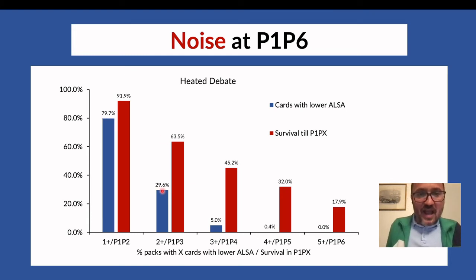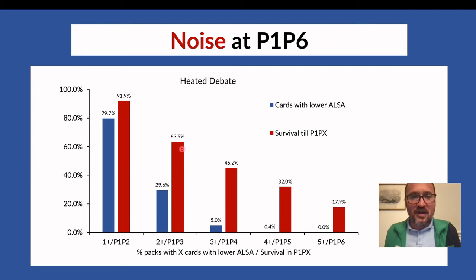Now, there is only a 30% chance that there are two cards that have a lower alsa than heated debate in the pack. So that will happen quite rarely, but it will still happen quite reasonably frequently. So if you see heated debate as pick 3, you can assume that 3 out of 10 boosters, there were just two cards that were better evaluated by the community than the heated debate. And you see 63% of the heated debate being passed.